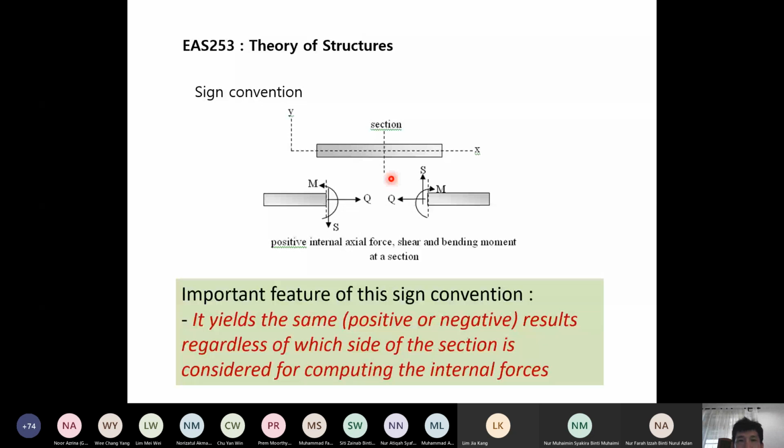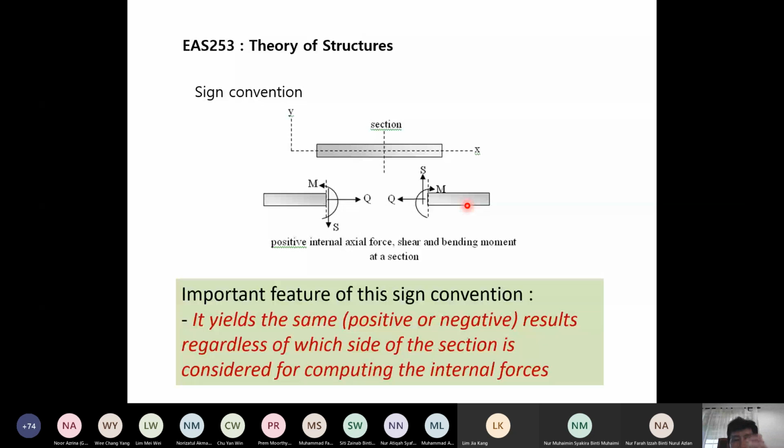So the sign convention here is, class, if you have a beam, if you cut here, and if we are using the free body diagram on the left hand side, so the Q is like this, pointing to the right, S is pointing downwards, M is counterclockwise as positive directions. If you are using the right hand side of the cut section, the free body diagram, so Q is pointing to the left as positive, S is pointing upwards as positive, and M is rotating clockwise as positive.